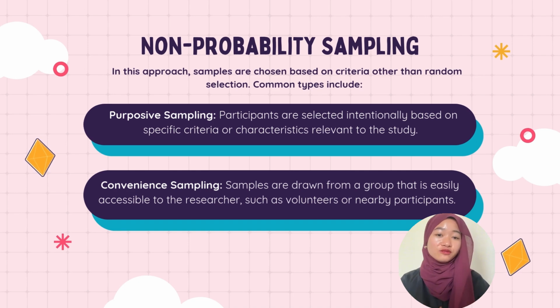This technique is less formal and does not ensure that everyone has an equal chance of being selected. The first, in purposive sampling, we intentionally select individuals based on specific criteria or the purpose of the study. For example, we might only choose participants who have used a certain product. The next is convenience sampling. Here, participants are selected because they are easily accessible. While this is fast and simple, it may not represent the entire population accurately.